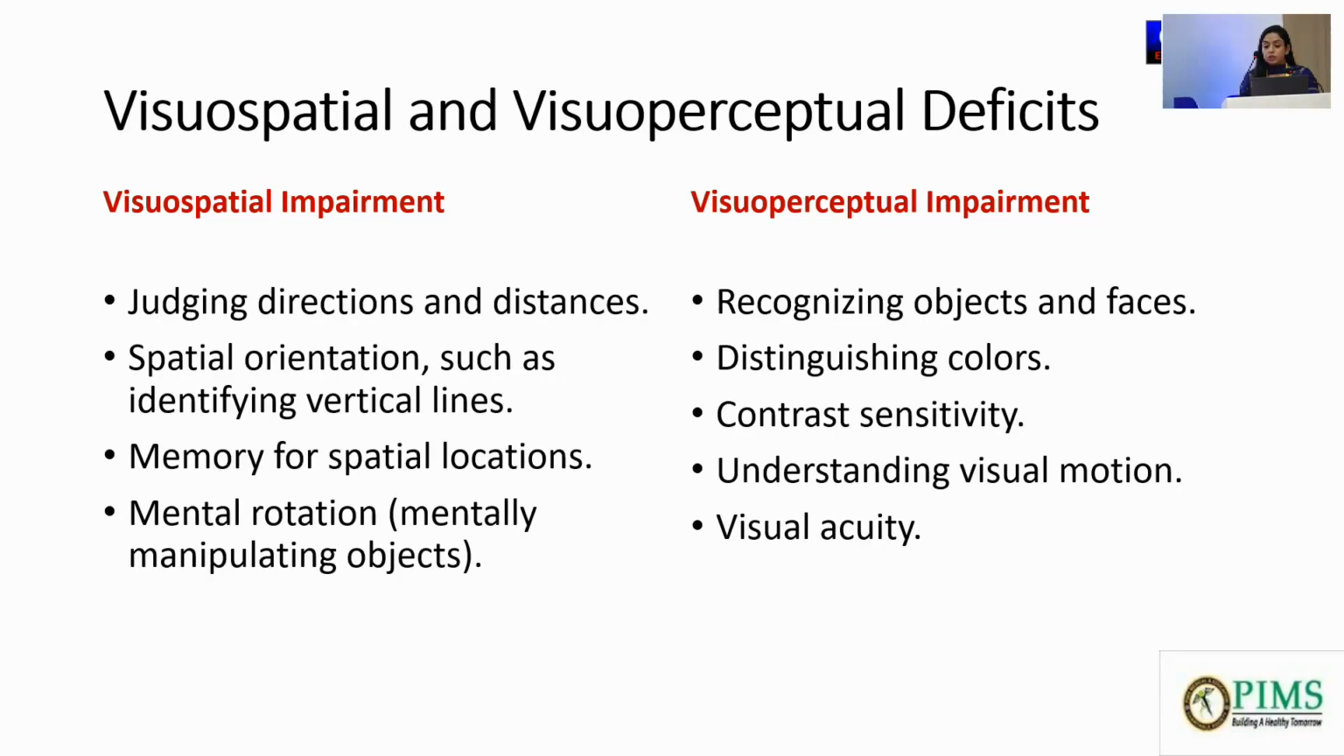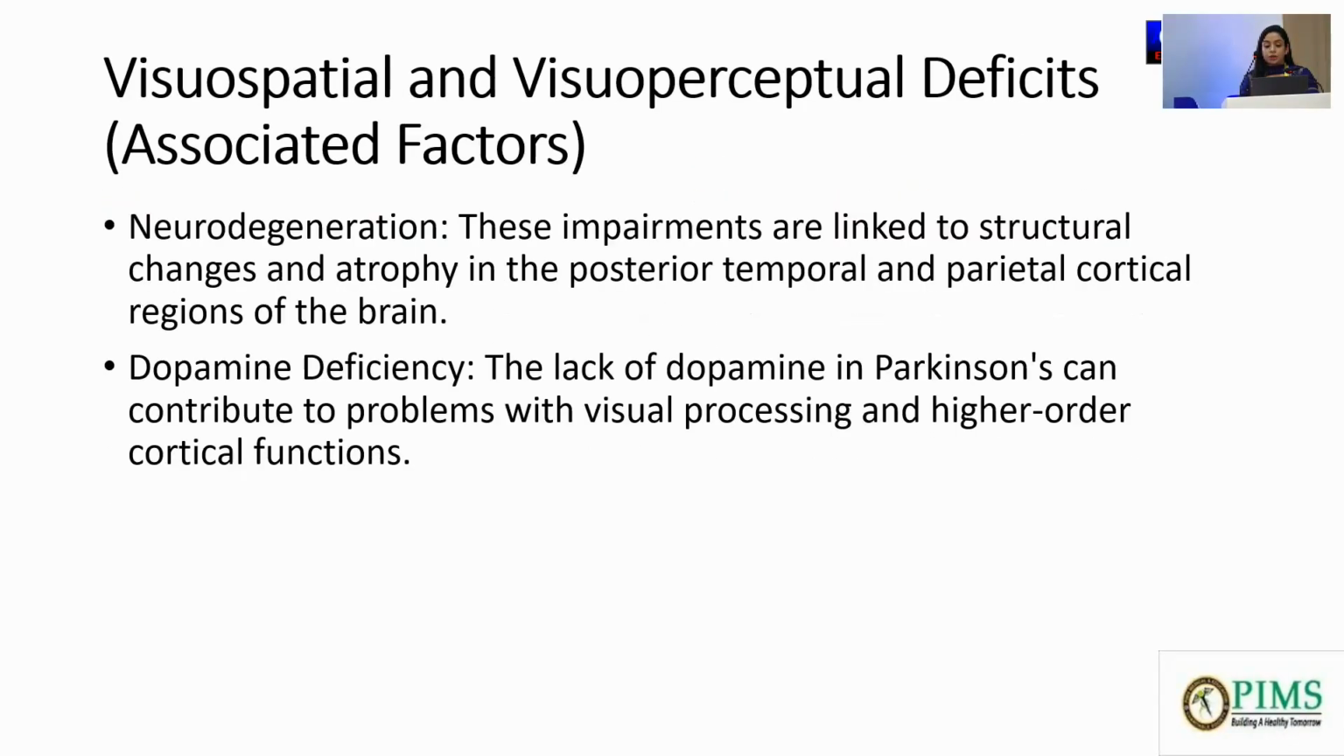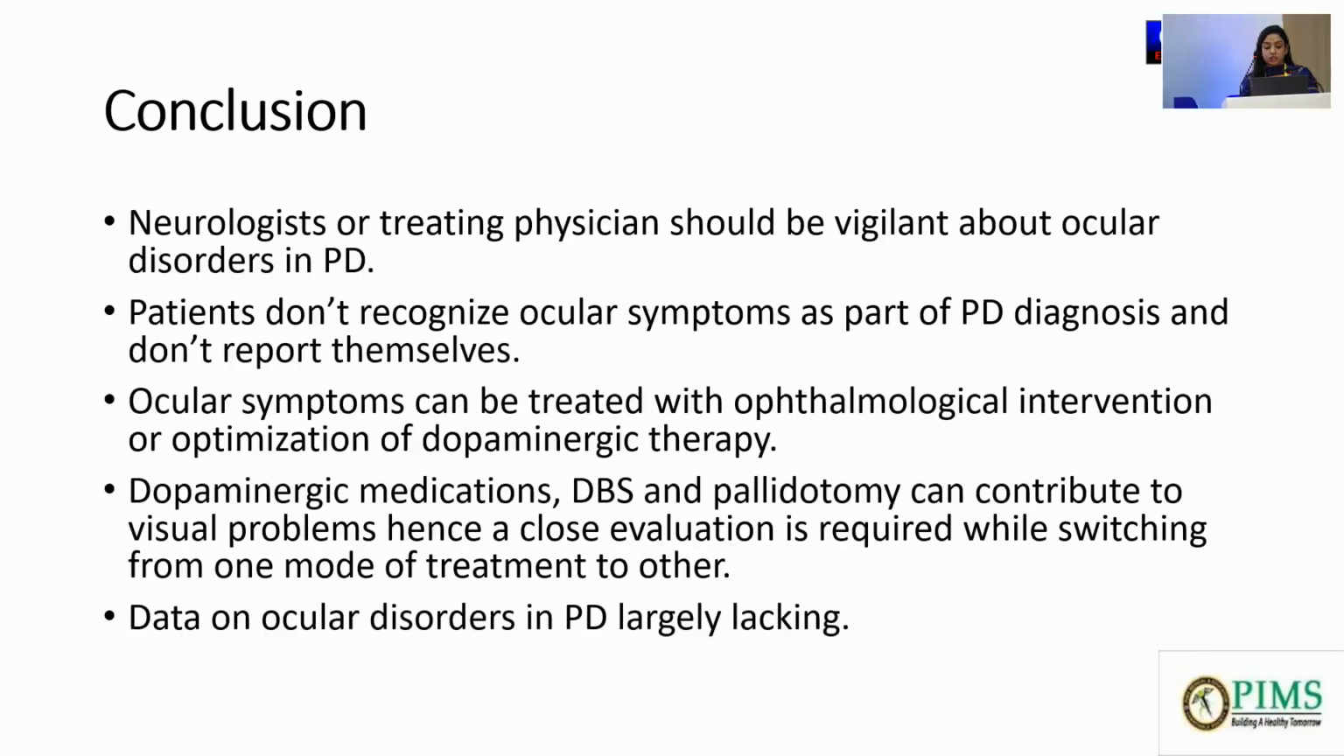Then we have visual spatial and visual perceptual deficits. These impairments are linked to structural changes and atrophy in the posterior temporal and parietal cortex, and dopamine deficiency contributes to these problems. So in conclusion, the neurologist or the treating physician should be vigilant about the ocular disorders occurring in these patients, because patients don't recognize ocular symptoms as a part of Parkinson disease and don't report them themselves.